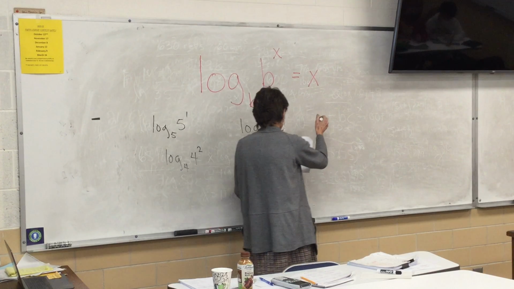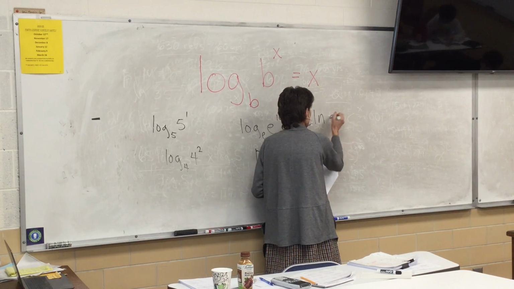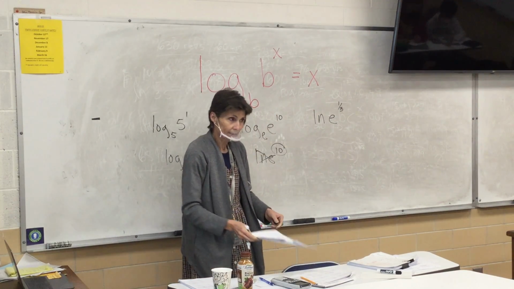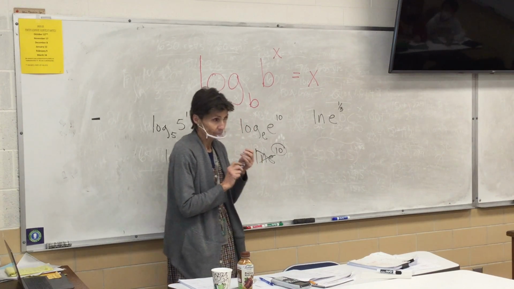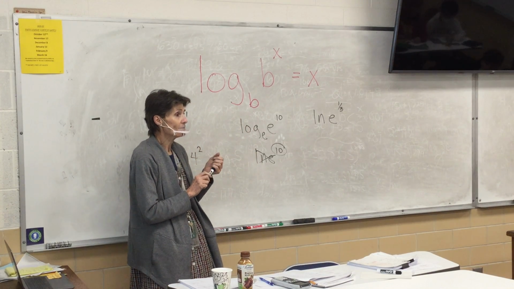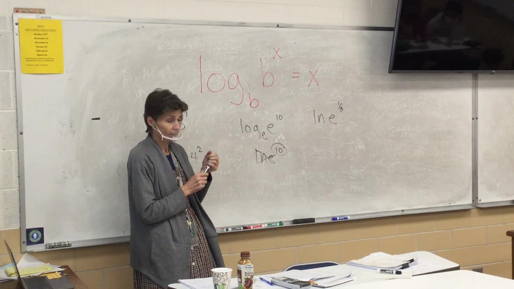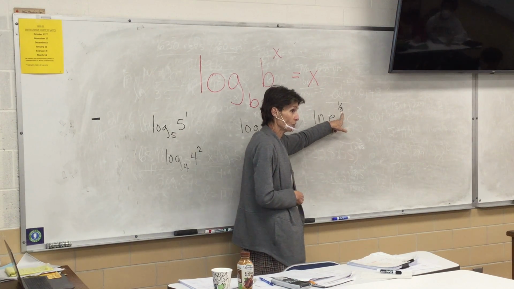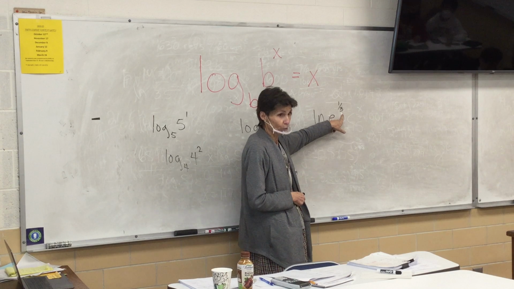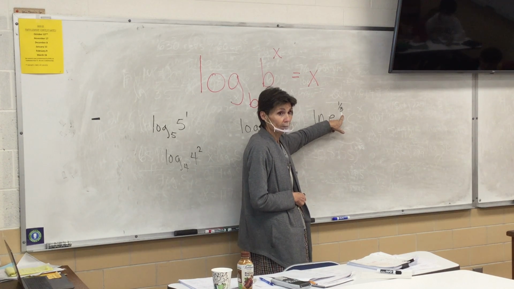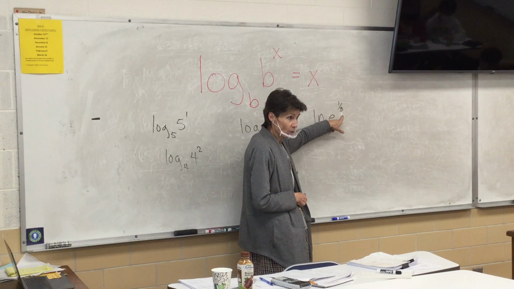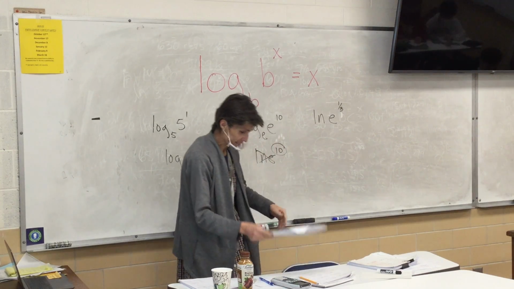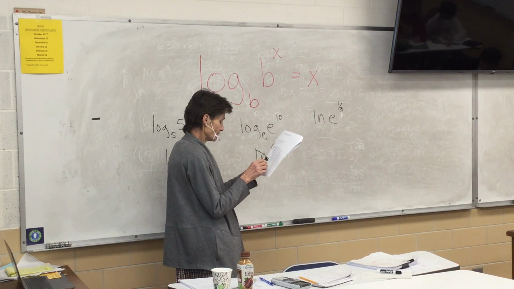All right, next one. ln of the cube root of e. Radicals do not live in logarithm land. So when you have a logarithmic expression with a radical, you are going to change that radical into a fractional exponent. So the cube root is to the 1/3 power. You're supposed to know this already. So what's the answer to the question? 1/3. Easy, easy, easy.